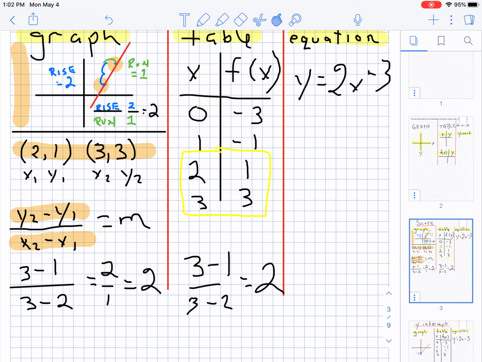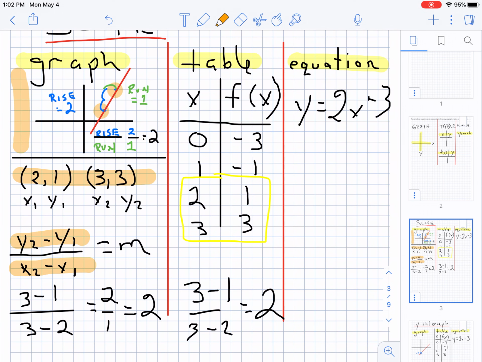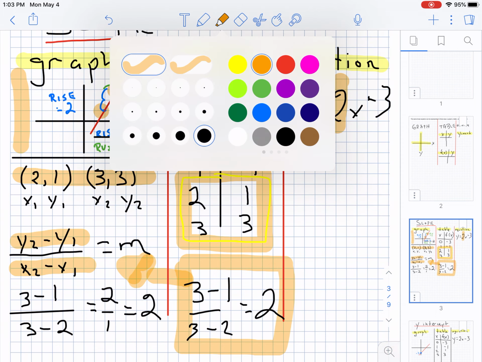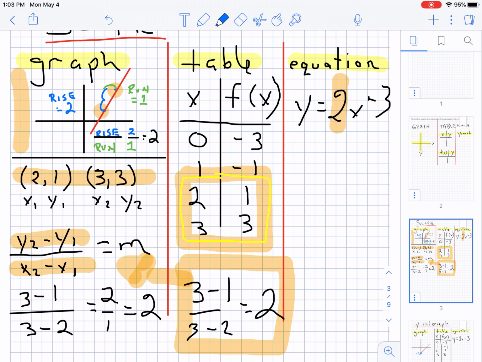You can also calculate slope in a table. So in the table, we could look at the values here, and then we can use the equation y2 minus y1 divided by x2 minus x1 to find that the slope is 2. It's exactly the same thing that you see over here. It's just in a different way. And then in equation format, you know that the number in front of the x here is the slope. So we can use different methods to find that the slope is 2.